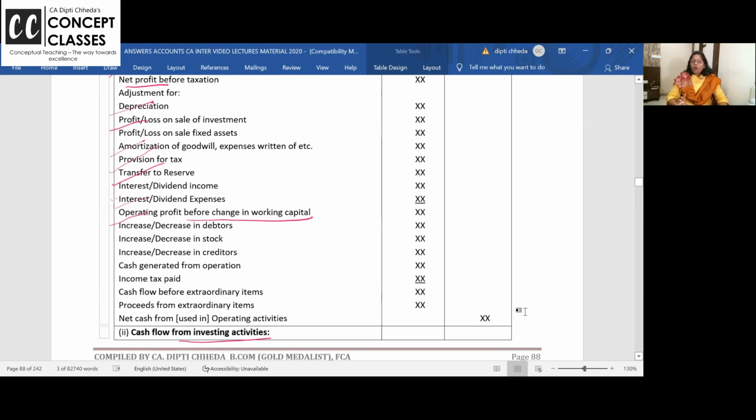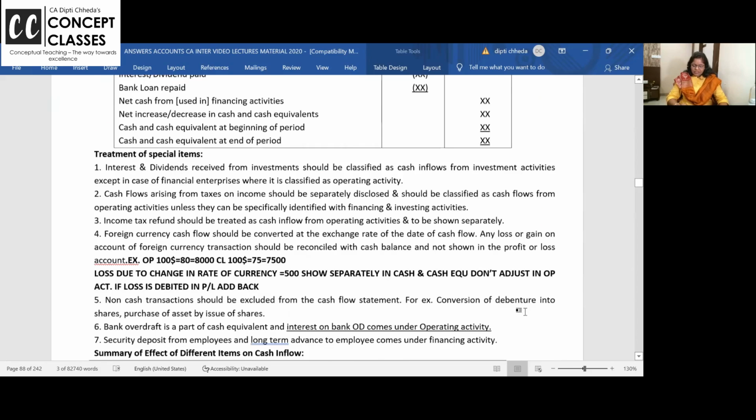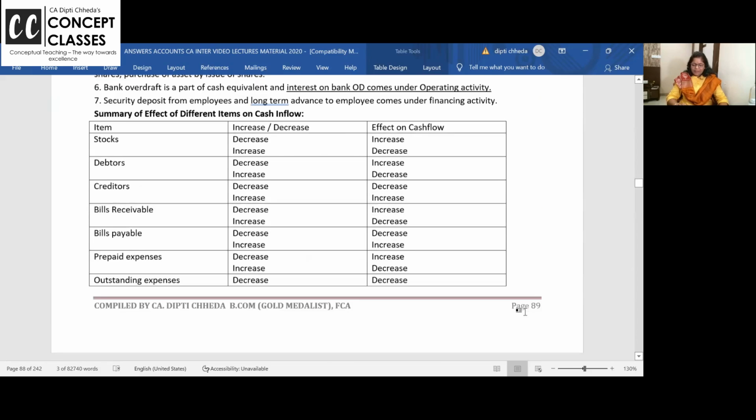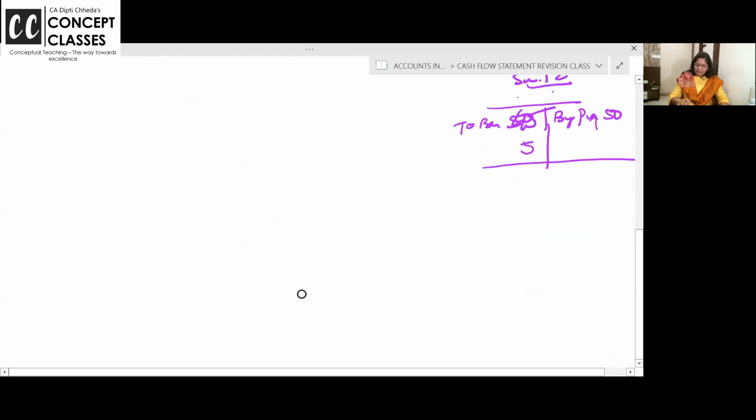Now you are getting operating profit before working capital changes. Now for working capital changes, in our material on page number 89, I have given this table already. Now why do you do working capital changes? Again a concept. So we will go to the notebook. Look at this now. An example I am giving.